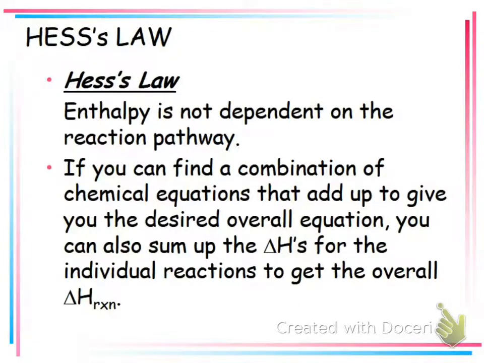If you can find the combination of chemical equations that add up to give you the desired overall equation, then you can also get your delta H for the overall equation. So, for instance, if we knew how much gas it took to go each one of those ways, we could figure out the total amount of gas it took each one of us to get here. It would probably be a little different depending on which way we went.